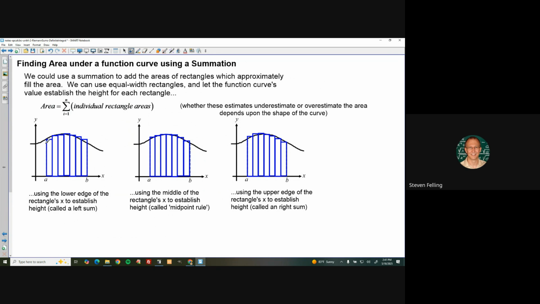You could set the height of the rectangle equal to the height of the function curve, and do that at the left end of each of the intervals. If you did that, you would get rectangles that fill in this manner. That's referred to as a left sum. Or you could use the heights at the right of each of the intervals to determine the heights of the rectangles, which is called a right sum. Or you could use what's called the midpoint rule and take each rectangle's interval and use the x in the middle of that to establish the height of the rectangle. And whether or not these over or underestimate the area is going to depend upon the specific shape of the curve.